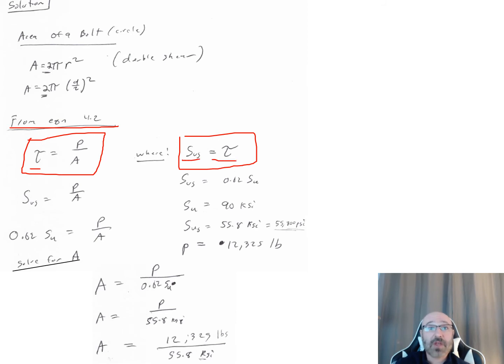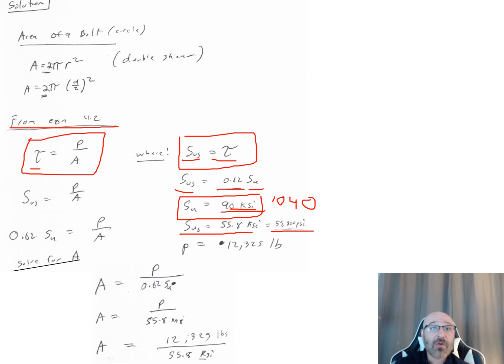We've already solved for that SUS from the previous statement right there. We see that this is equal to 0.62 times our SU. We got our SU by going to that chart, C4A, in the back of our textbook for 1040 steel. We looked that up for 1040 steel and found that was 90 KSI. So we take and multiply 90 KSI by 0.62, and we end up with an SUS right here of 55.8 KSI, or 55,800 PSI, which again corresponds to our tau value over here.